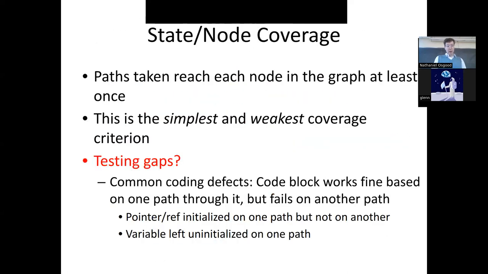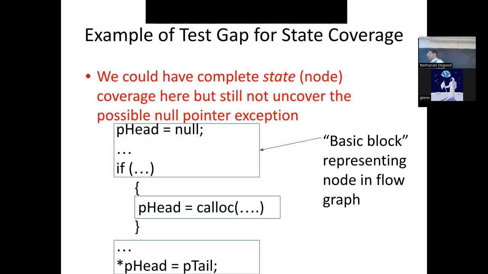So here, for state coverage, what are the set of things we need to cover? Remember, you can call them A, B, C. Just make sure this is sinking in.